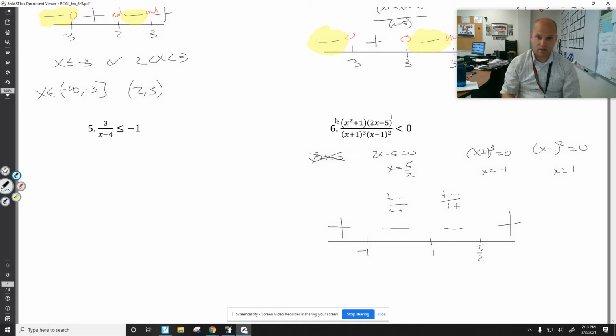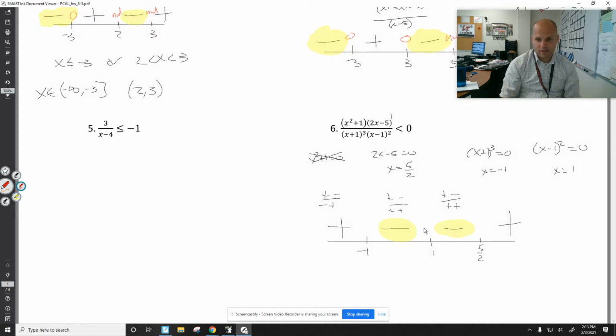And negative 3: positive, negative, negative, positive, because that's squared. So right there. When are we less than 0? I don't care about the endpoints. It's just going to be here.